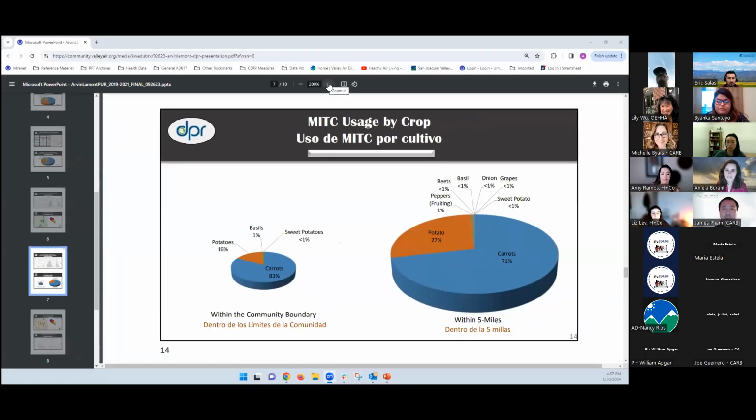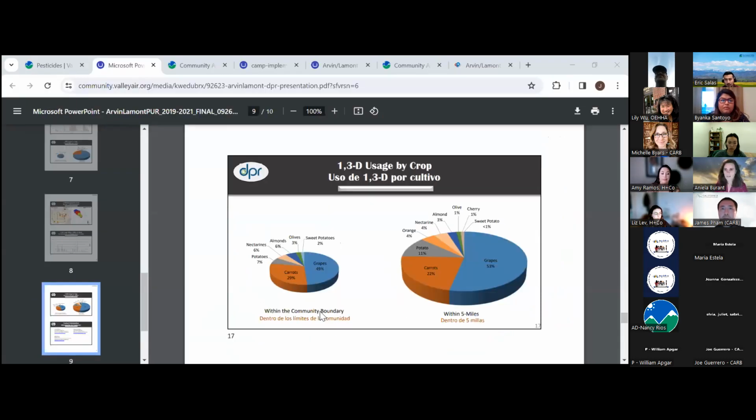So typically both MITC and 1,3-D are pre-plant fumigants. So they're used before any of the crops are planted. So if you see a crop that's already there, like an almond field, the fumigant is long gone and no longer an exposure risk.